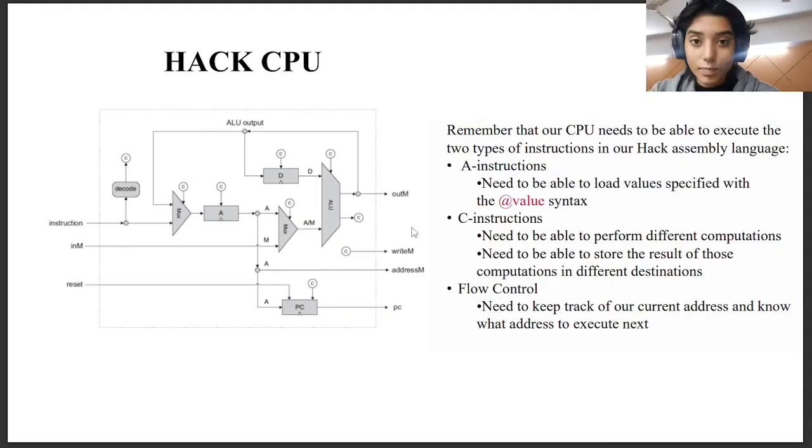Now, the Hack CPU. Before diving deep into the implementation, I would like to tell you about the two types of instruction. We have an A instruction and a C instruction. The A instruction deals with the address. The syntax for the A instruction is @value. In the case of the C instruction, we have three things: a computation, a destination, and a jump. We also have a control flow which tells you what the next instruction is going to be. That is done with the help of the program counter.